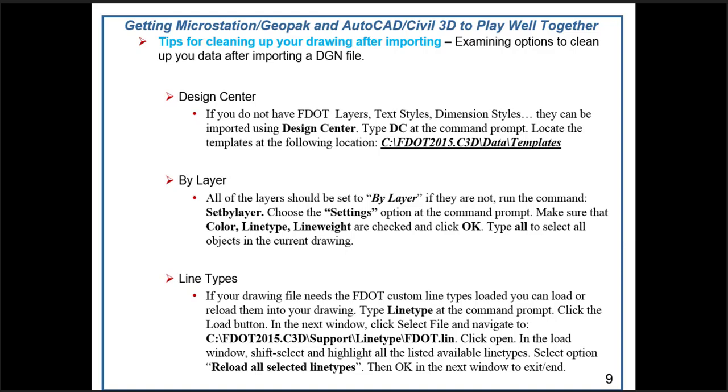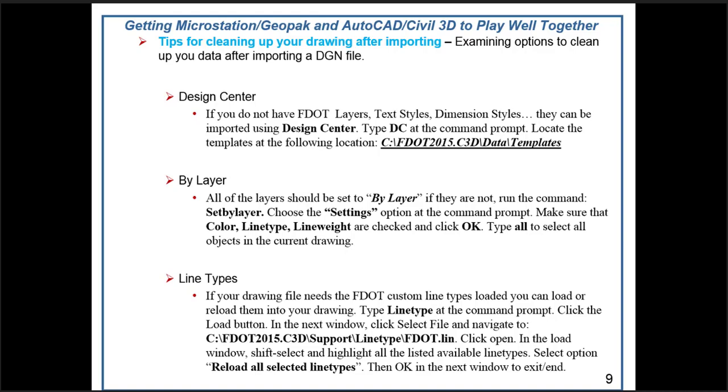You also have a tool called By Layer. All of the layers in your drawing should be set to by layer. If not, you run the by layer command and look at some setting options. You're going to select everything in your drawing, and you're going to say, okay, I want all the colors, line types, and line weights to be controlled by the layer information that they're set on. Okay, and I'll just quickly show you how that little command works there.